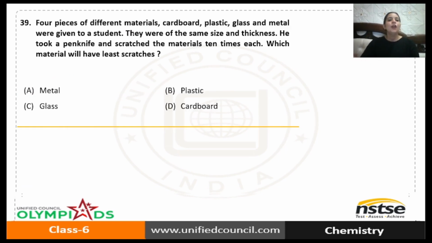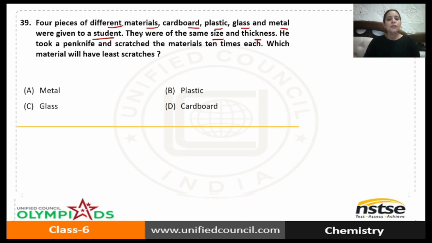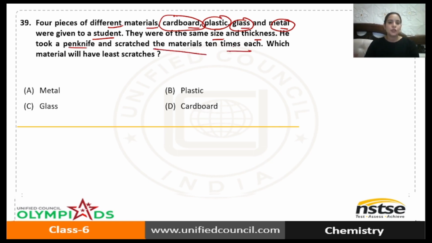Next question. 4 pieces of different materials, cardboard, plastic, glass and metal, were given to a student. They were of the same size and thickness. Okay. So he took a pen knife and scratched the materials 10 times. So he started scratching cardboard, plastic, glass and also metal. And he did it 10 times each.